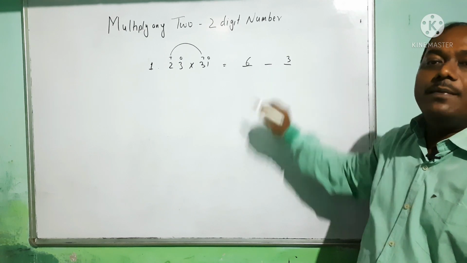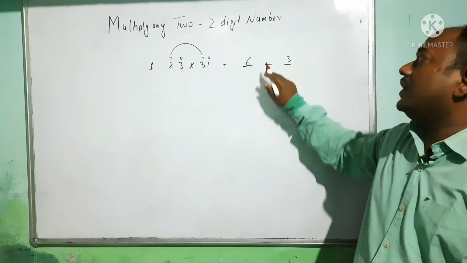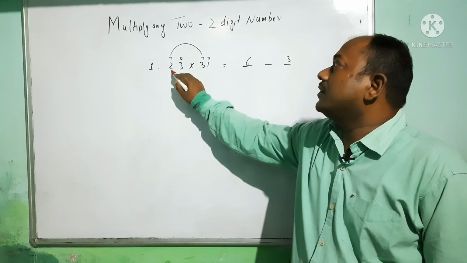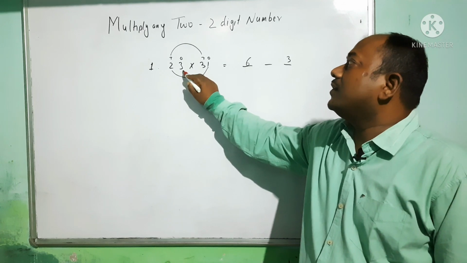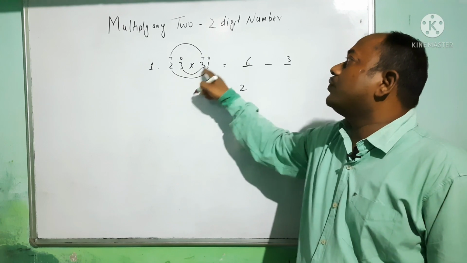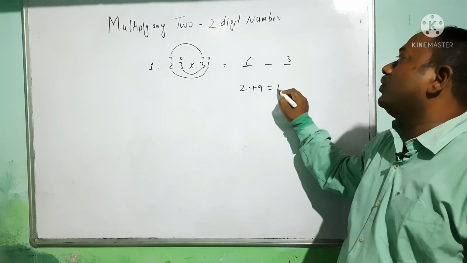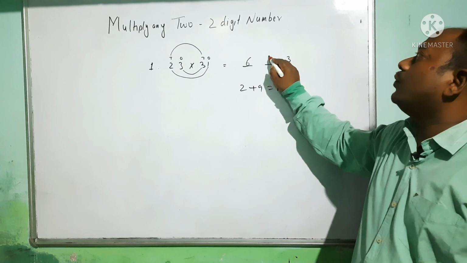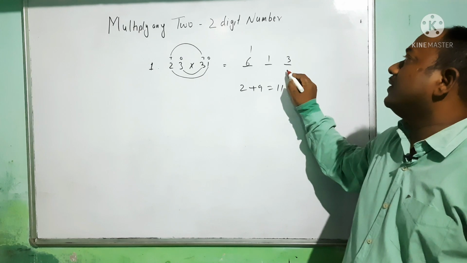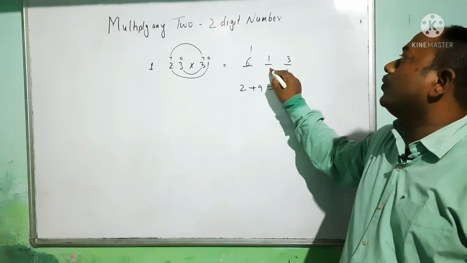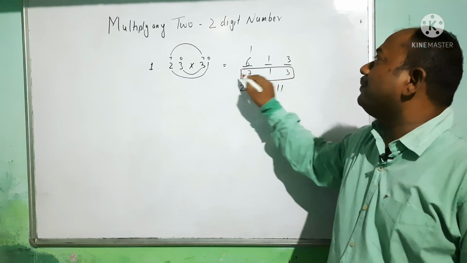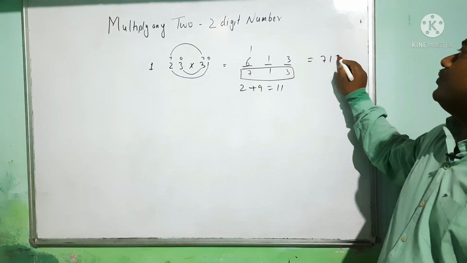The middle one, the middle gap, we will fill by multiplying tens with ones, ones with tens. So 2 1s are 2, 3 3s are 9. 9 plus 2, 11. So we will fill 1 and carry 1 here. Now add it. We will have 3, 1, 7. So the answer is 713. The answer is 713.